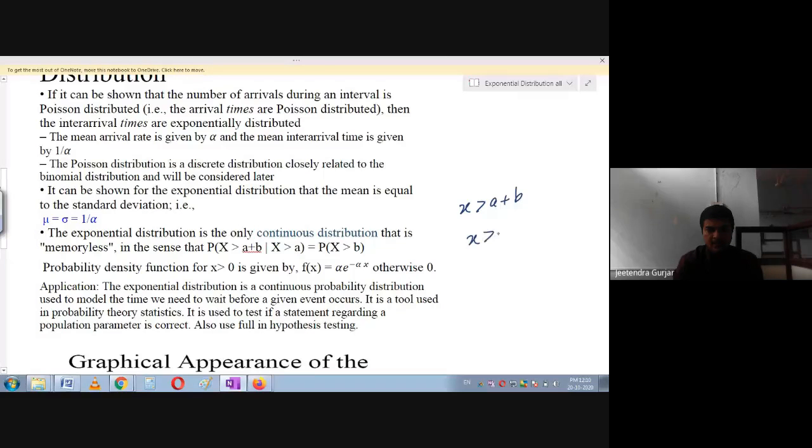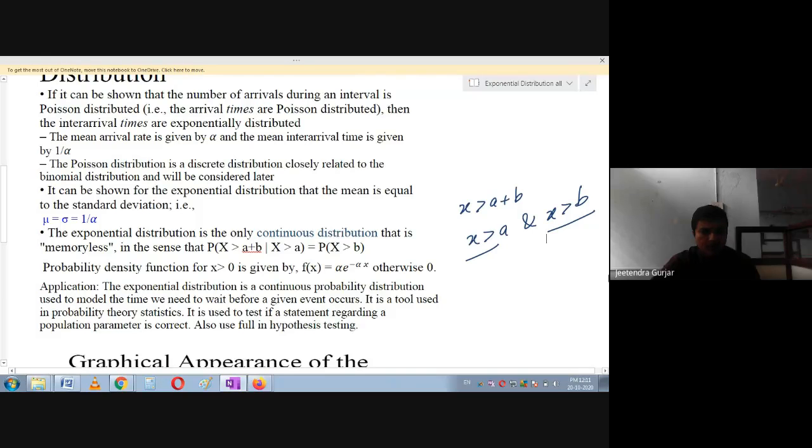Definitely x is greater than a and x is also greater than b. Then only can we say x is greater than a plus b. You can see this is continuous, this is also continuous. So we don't have an upper limit here, so we take infinity. That means it is a continuous distribution, students. So this is why we take the exponential distribution as a continuous distribution.